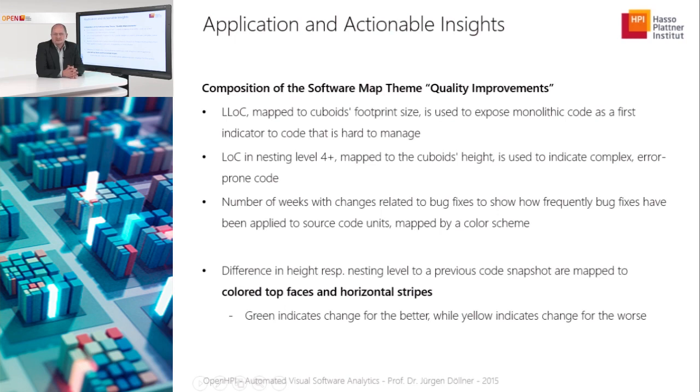Difference in height, respectively the nesting level, to a previous code snapshot or version are mapped to colored top faces and horizontal stripes. So green is used to indicate change for the better, while yellow was used to indicate a change for the worse in this example.